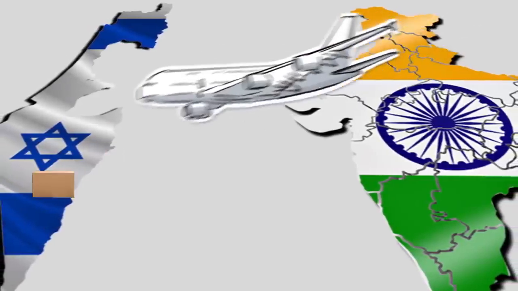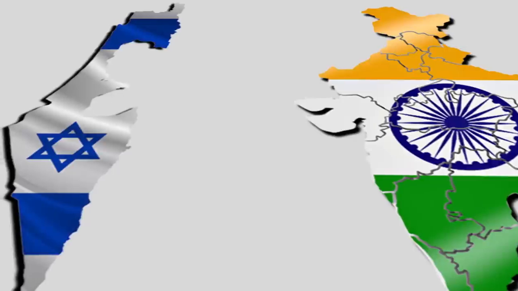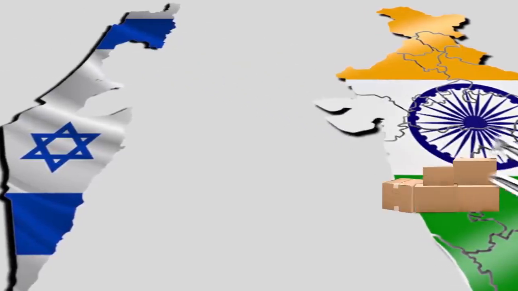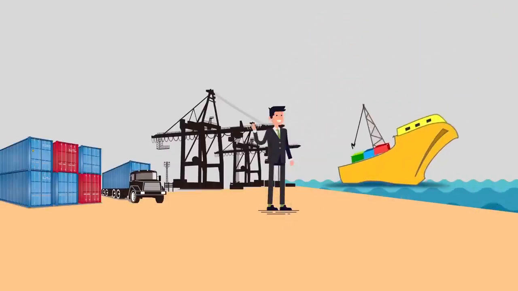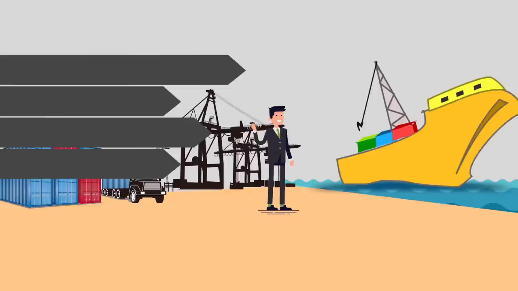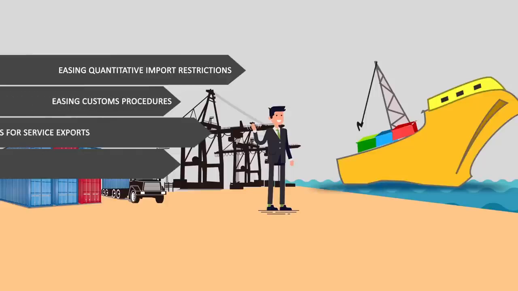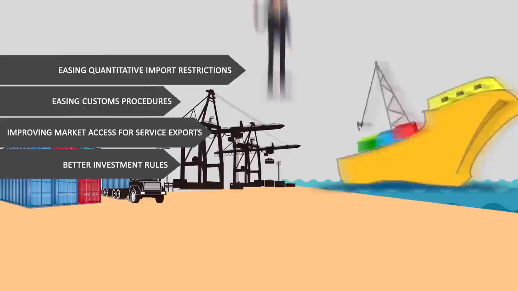Firstly, they cut down the duties on import of goods to and from the agreeing countries. Besides, they also work on easing out non-tariff barriers to exports like easing quantitative import restrictions, easing customs procedures, improving market access for service exports, and better investment rules.